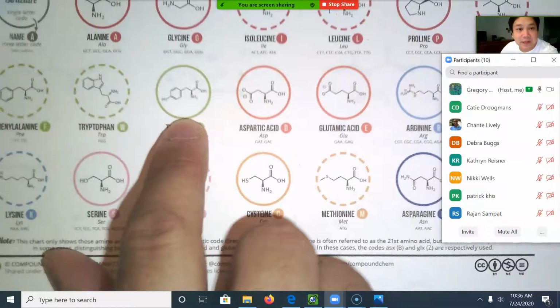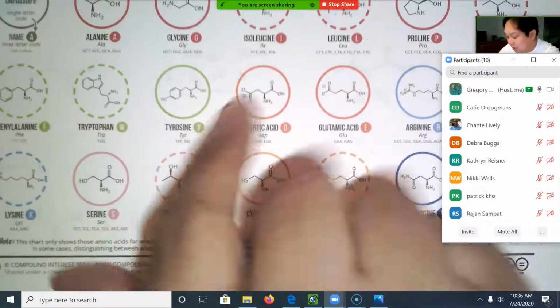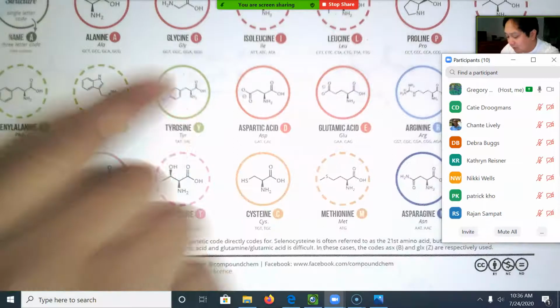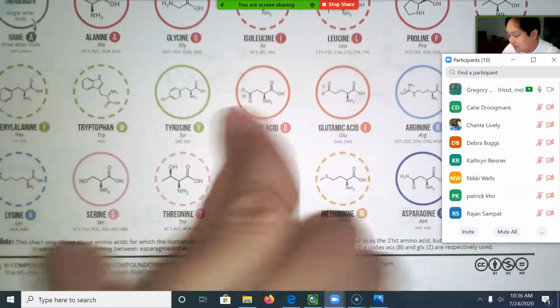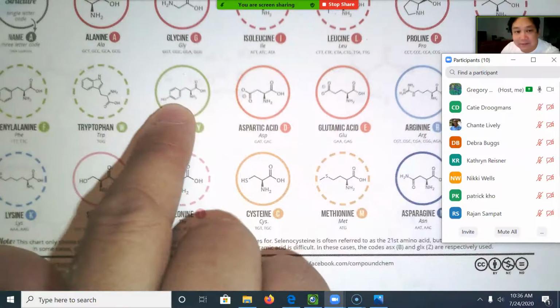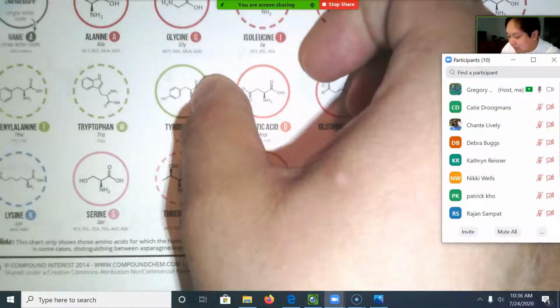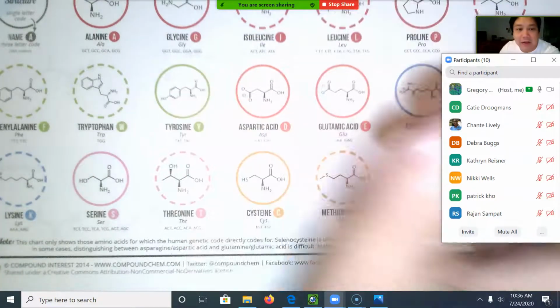Tyrosine. Okay. And this is your R group. The R group, they drew it off to the left. See, everything is the same except for the stuff on the left. You have to match your R group to the aldehyde you start with.